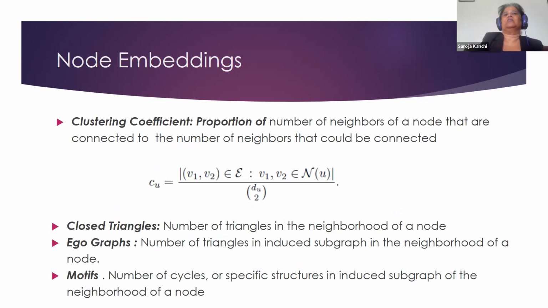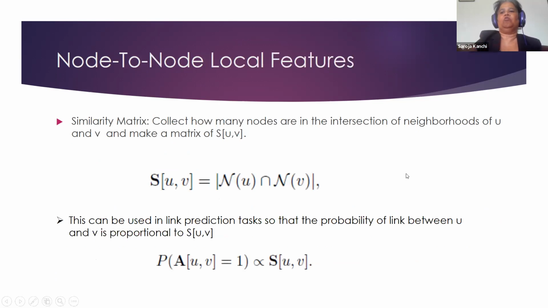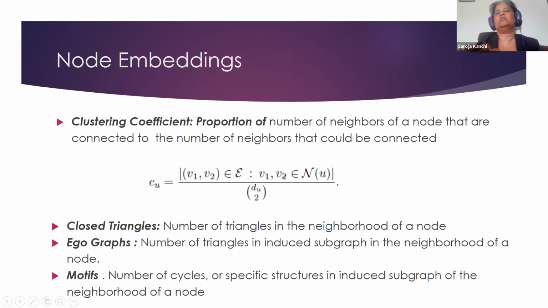Clustering coefficient is another good property of a node. Remember, it talks about how many different neighbors are connected to one another versus how many could be connected to one another. So how clustered are the neighbors of a node? Similarly, the number of triangles around a node in the neighborhood of a node, and things like ego graphs and motifs, which are related to cycles and specific structures in the neighborhood of a node.